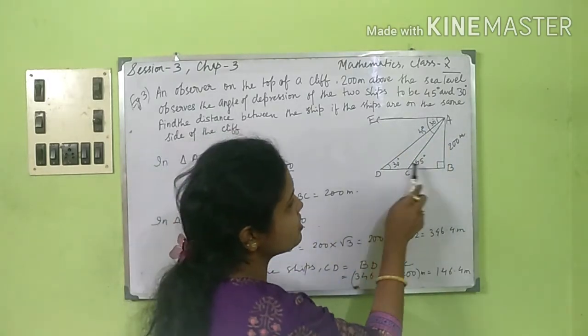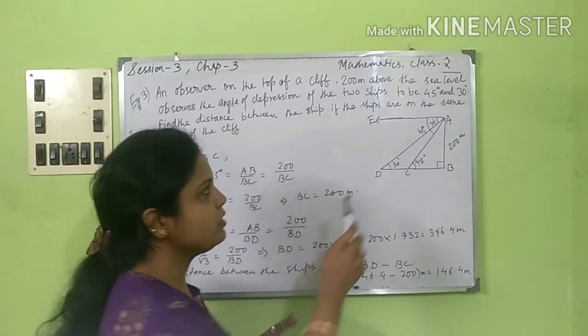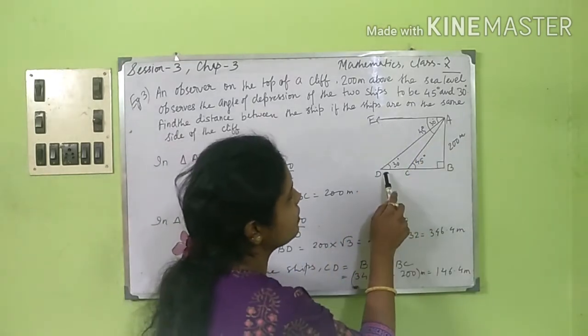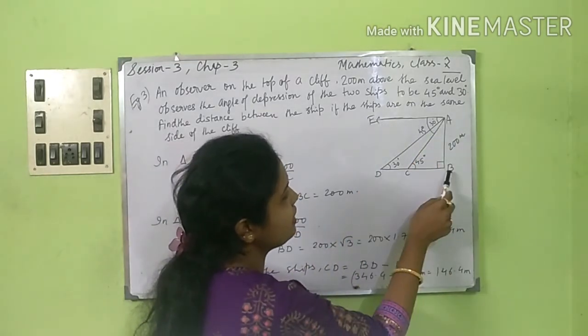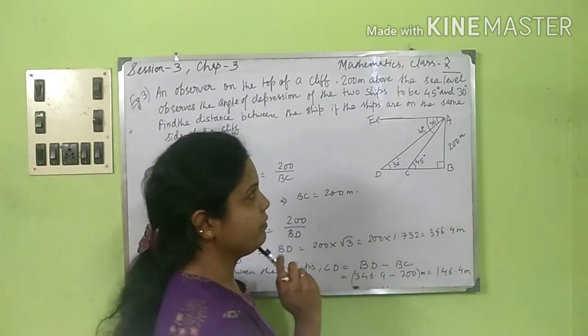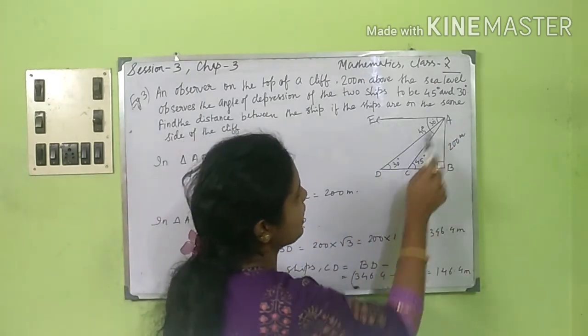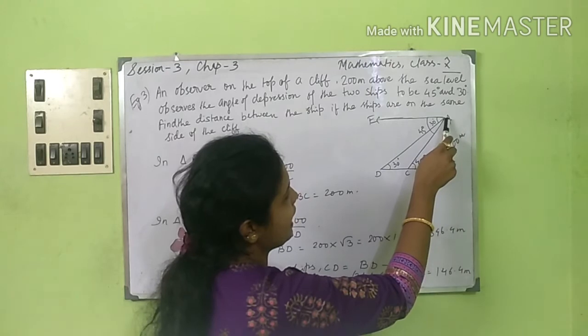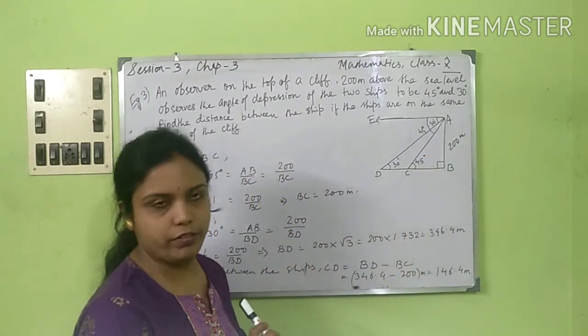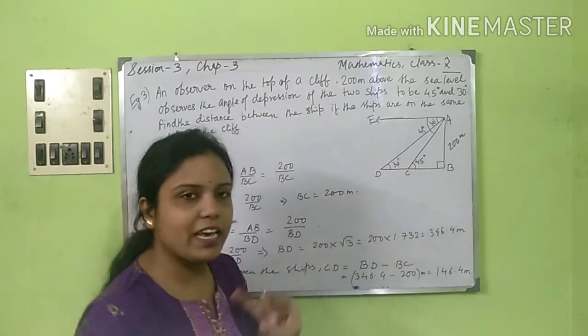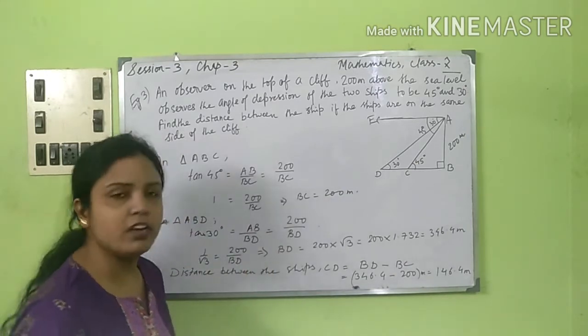So I have marked here also as these are the alternate angles. Angle EAD is equal to angle ADB, that is for 30 degree. And another one is angle EAC is equal to angle ACB, which is 45 degree. I have marked this so that we can get an easy look for the trigonometrical ratios.